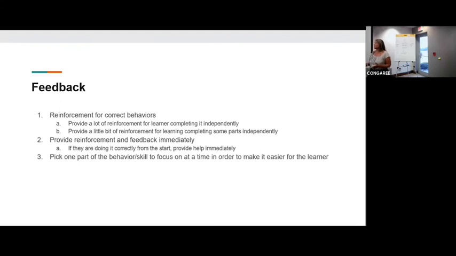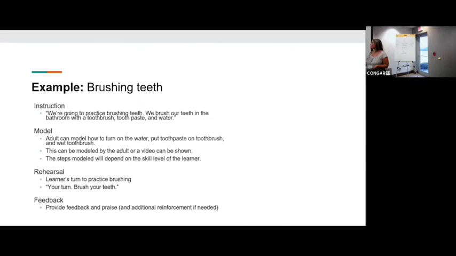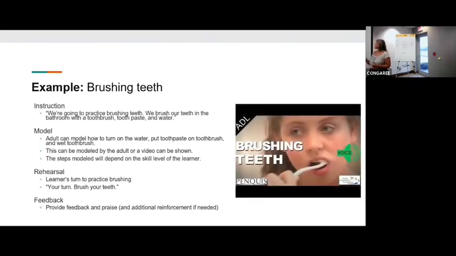And then I usually like to pick one part of the behavior or skill to focus on at a time to make it a little bit easier for the learner. So again, that might be that you're starting at the beginning of the task analysis, or you might be starting at the end, kind of looking at your learner to see where they are going to be the most successful. So these are just some examples. We won't watch the video. It's just kind of a video of a task analysis and a student going through it.